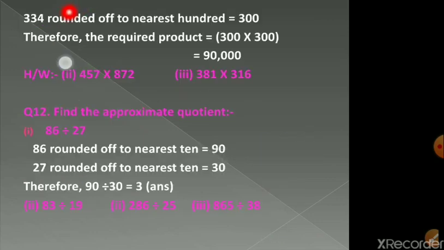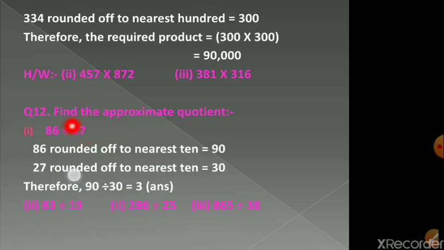And 334, in the tens place we have 3, which is less than 5. So there will be no change in the digit in the hundreds place. So it will remain as 300. Therefore, the product of the two numbers, that is 300 into 300. So 3 3s are 9 and rest count the zeros and include them. So 0, 1, 2, 3, 4. 4 zeros we have written back to back. So our answer is 90,000.